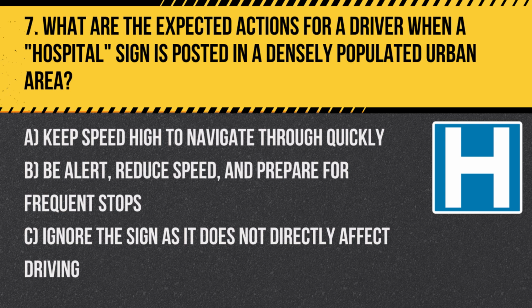Question 7. What are the expected actions for a driver when a hospital sign is posted in a densely populated urban area? A. Keep speed high to navigate through quickly. B. Be alert, reduce speed, and prepare for frequent stops. C. Ignore the sign as it does not directly affect driving.